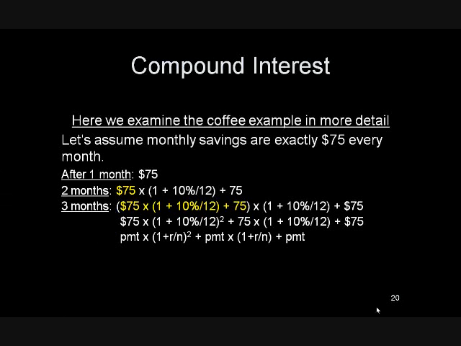So we started to simplify the expression. And then here, just to take up a little less room and also to generalize the formula, we're replacing these numbers with symbols. The $75 of savings that we have every month, we're going to replace that with PMT, which stands for payment. Our savings account is receiving a payment of $75 every month. And then the 10% is the interest rate. We replace that with R. The 12 is the compounding frequency. We replace that with N. And the same thing along down the line.